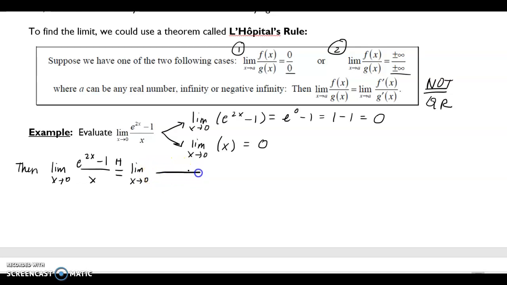So I take the derivative of the numerator, derivative of e to the 2x is 2e to the 2x, derivative of negative 1 is 0, all over the derivative of the denominator, which is 1. So I'm taking those derivatives separately. So what I really have here is just the limit as x approaches 0 of 2e to the 2x. That means I have 2e to the 0, which is 2. Notice that matches the answer that we had from the table and from the graph.